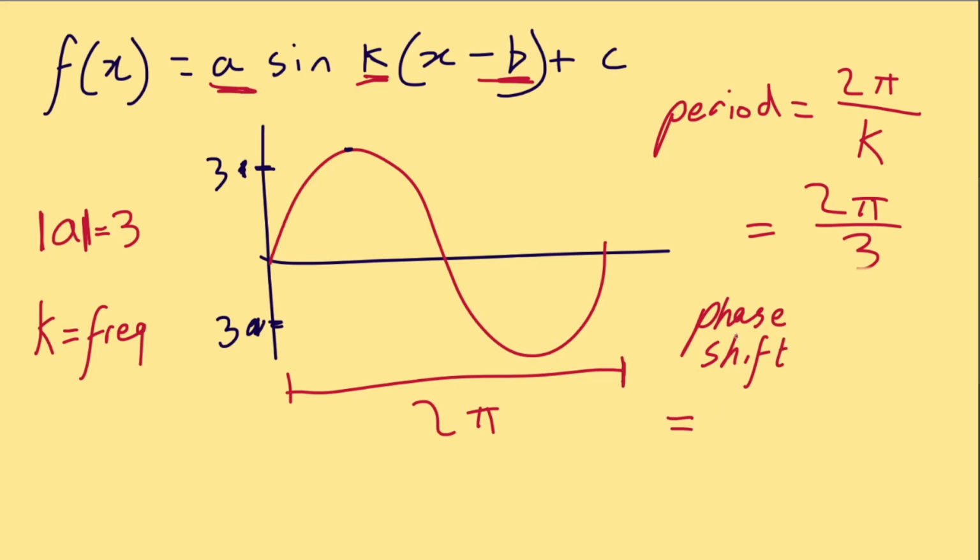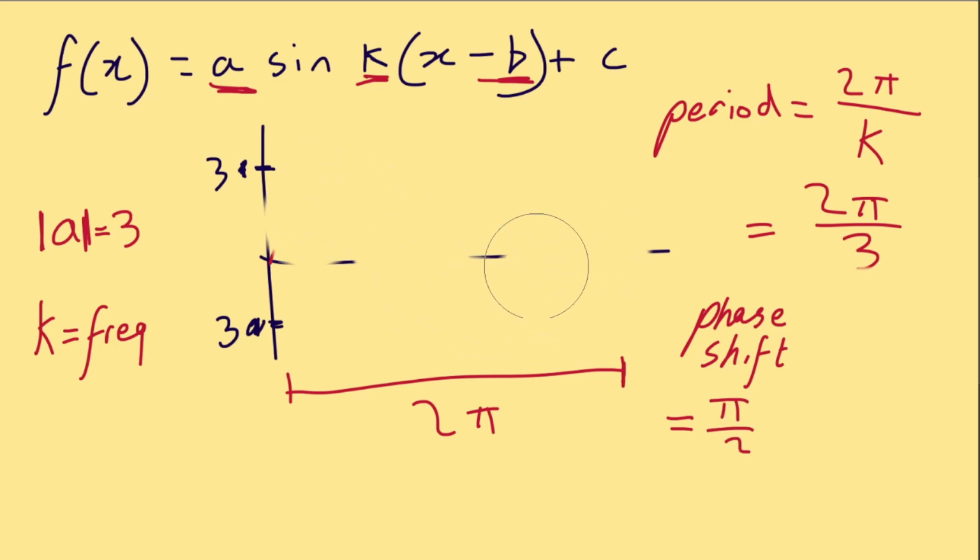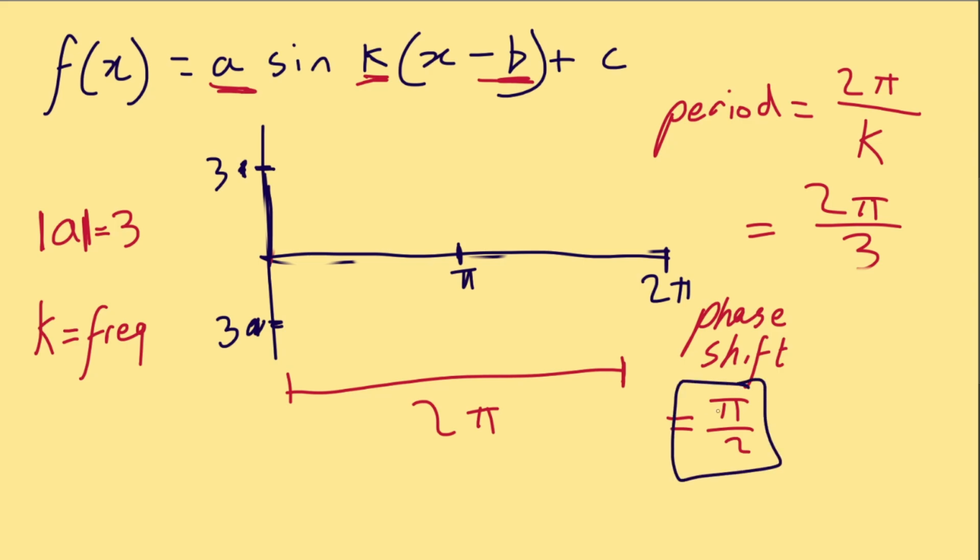Now the phase shift is basically how far forward it's going to get pushed or how far backwards it's going to get pushed. For example, let's say you have a phase shift of pi over 2. Let's get rid of this wave here. Let's redraw this graph. Let's say here is pi, right? Because the period is 2 pi, so pi is halfway. If your phase shift is pi over 2, it means it's going to get pushed pi over 2 backwards.